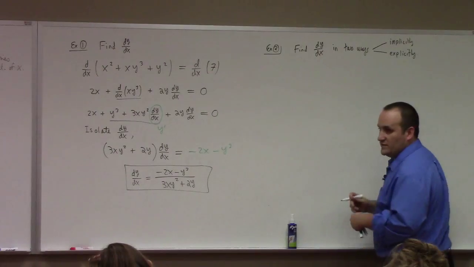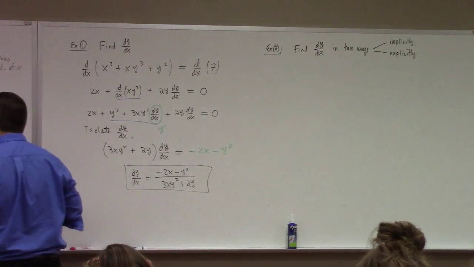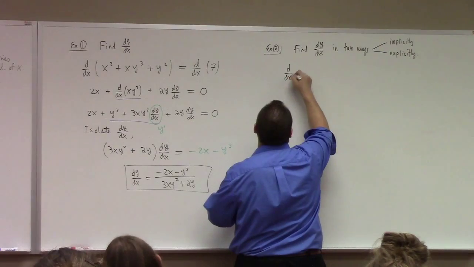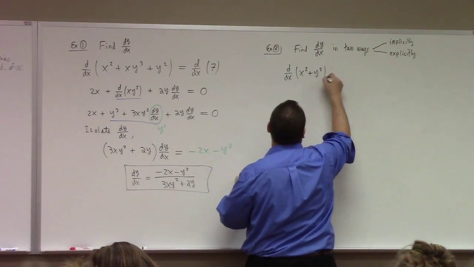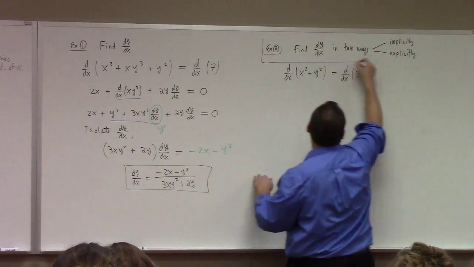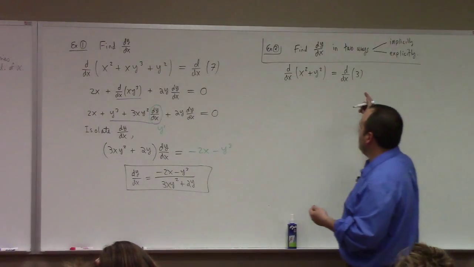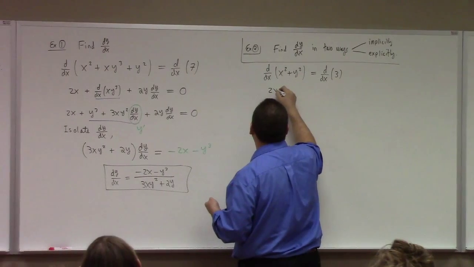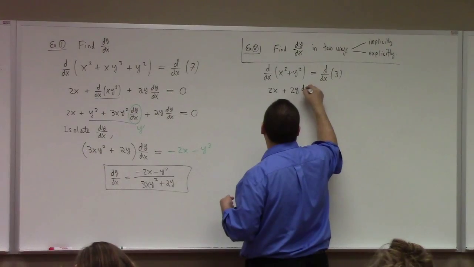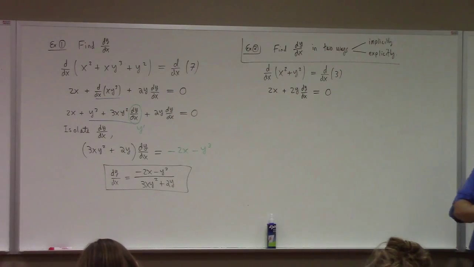The second route is generally not possible because algebra keeps us from solving for y in most examples. So I take d dx of x squared plus y squared is equal to d dx of 3, right? So differentiate the given equation implicitly, which just means we're assuming that y is a function of x. So this gives me 2x plus 2y dy dx is equal to 0. And then we solve for dy dx.